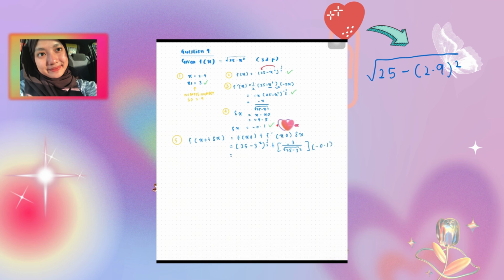It is equal to 4 plus 0.075. We got the final answer, which is 4.075. It is in the correct 3 decimal places. So that's all from me.